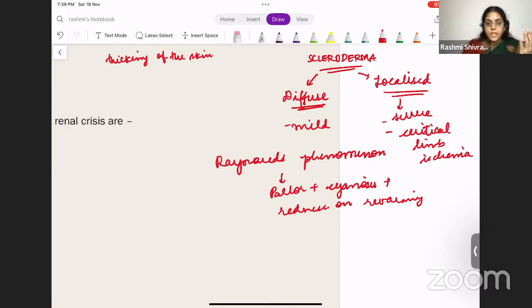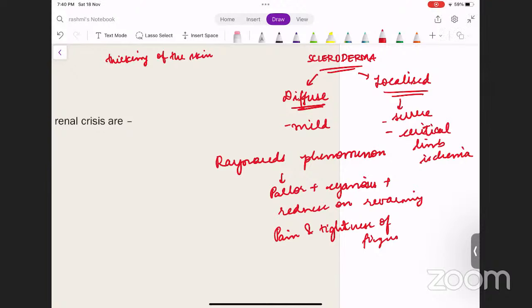They will also have pain and tightness of the fingers.